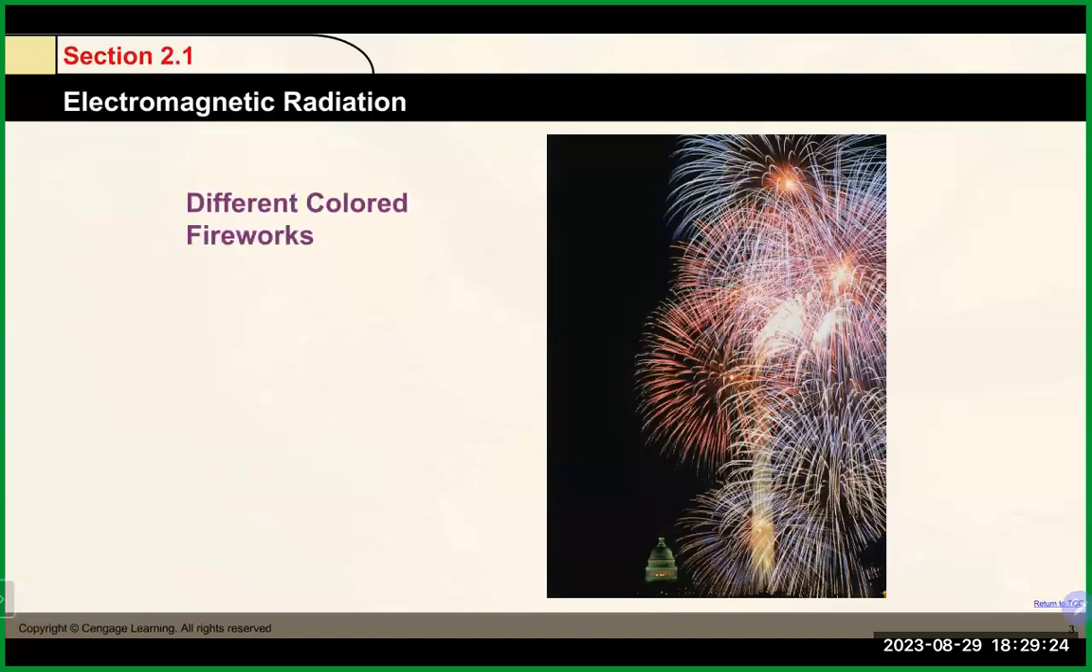Fireworks there, as we see, and as we talked about the other day, we're going to do a flame test, very similar to what we'll do today.